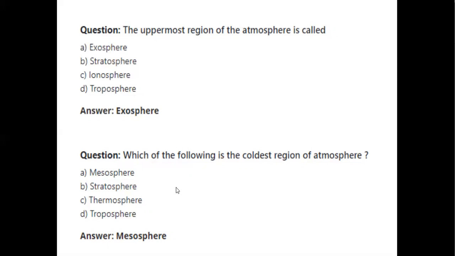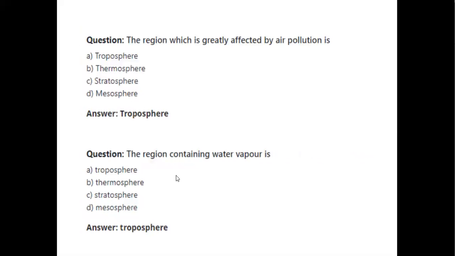Next question. Which of the following is the coldest region of the atmosphere? Mesosphere. Option A is your right answer. Mesosphere is the coldest region of the atmosphere.